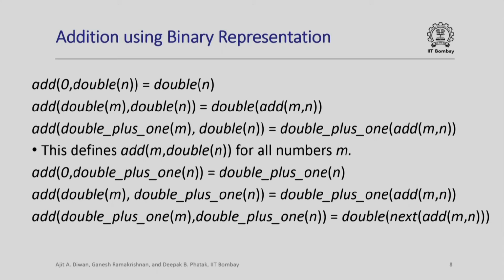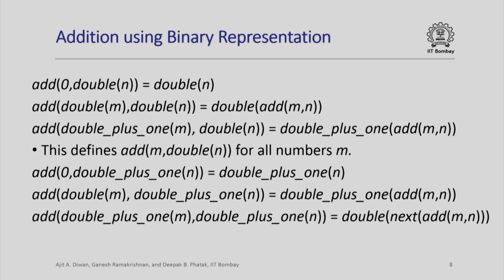Now we similarly need to define add of m comma double plus 1 of n. So add of 0 comma double plus 1 n is double plus 1 n. Add of double m and double plus 1 n is double plus 1 of add of m n. And add of double plus 1 m, double plus 1 n is double of next of add of m n. So again, think of double as 2 times m and double plus 1 as 2 times n plus 1. Then you can figure out what this definition means. Note that we are using the next operation here in defining the last operation, but next can, as we have seen, itself be defined in terms of double and double plus 1. So this gives a definition of addition using binary representation.